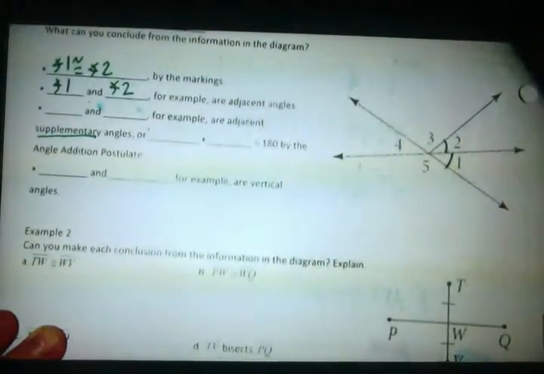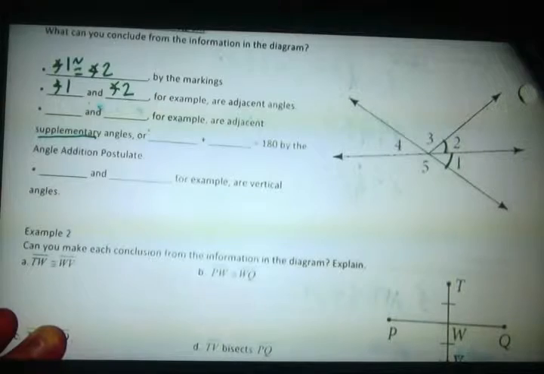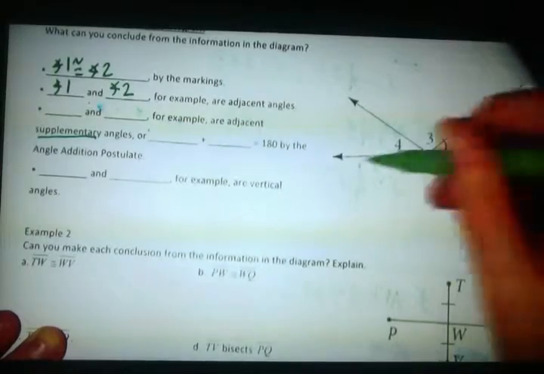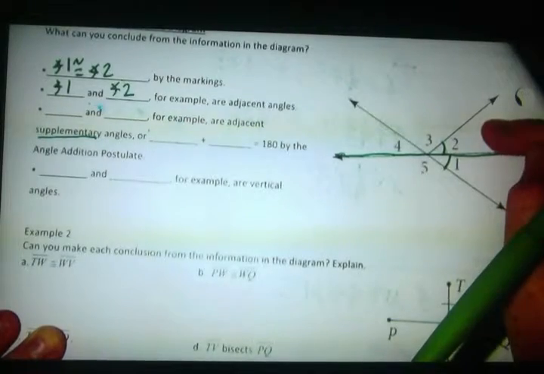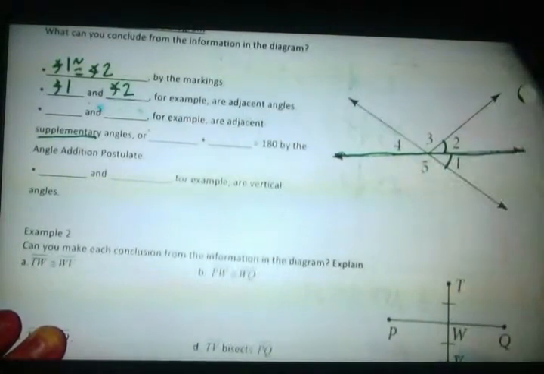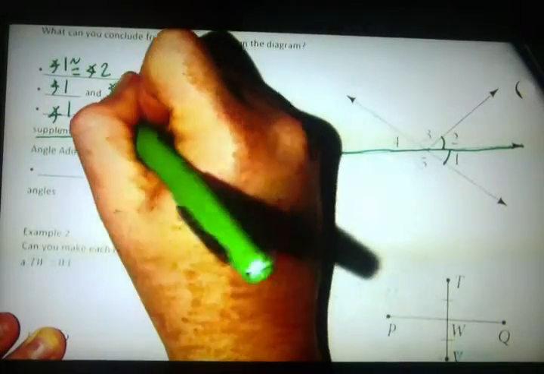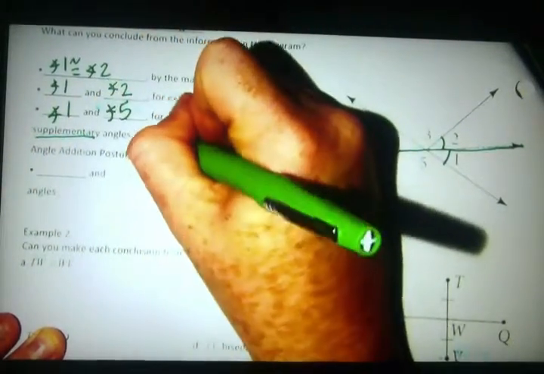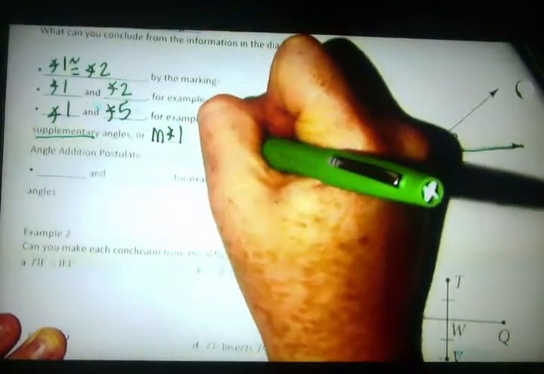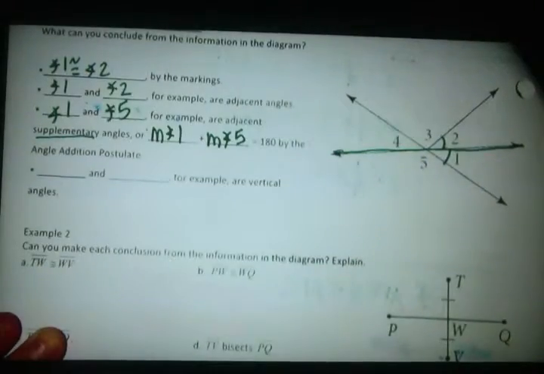Blank and blank, for example, are adjacent supplementary angles. So can you find adjacent supplementary angles? Well, here's a line going across, right? On the top, we can't find a pair, and on the bottom we can. 1 and 5, those are adjacent and supplementary because they add up to 180, your straight line. Okay, so you can put that angle 1 and angle 5, or measure of angle 1 plus measure of angle 5 equals 180. Okay, cool.